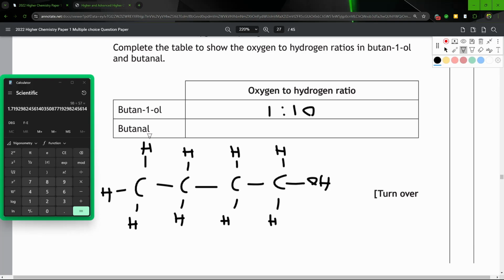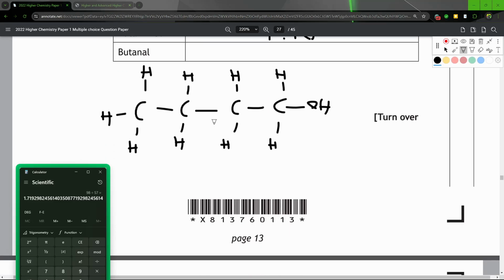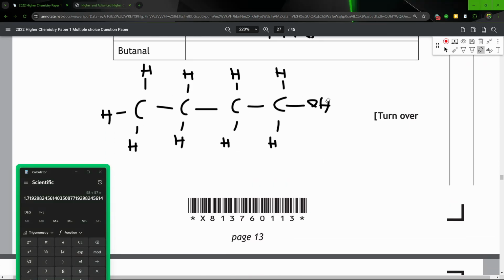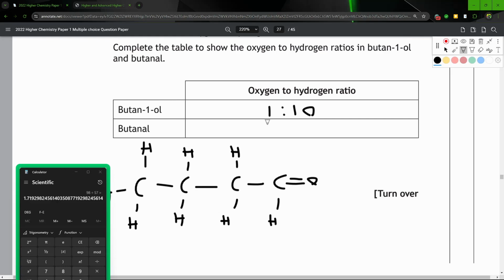What about butanal? Now remember, when you oxidize something into an aldehyde, you're going to remove 2 hydrogens. Basically, what's going to happen is you're going to remove those 2 and replace it with a double bond. So that means it would be 1 to 8.